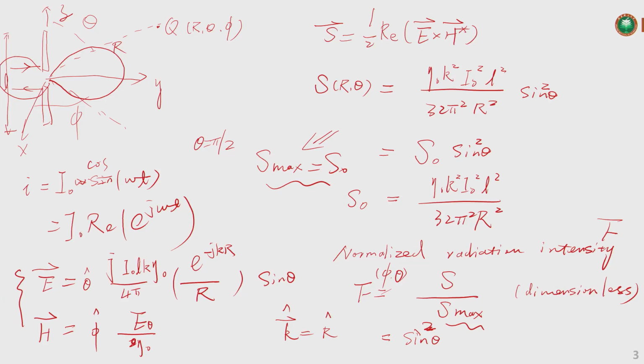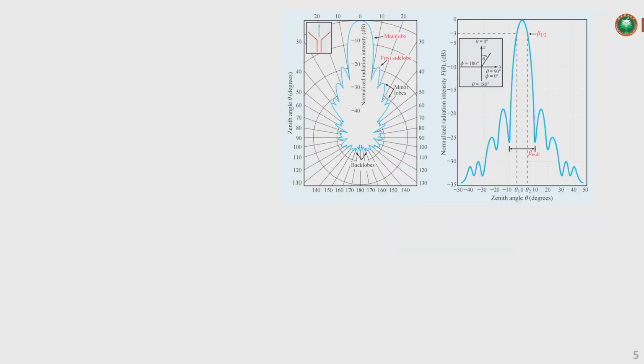So an antenna pattern is usually used to describe the far field directional properties.